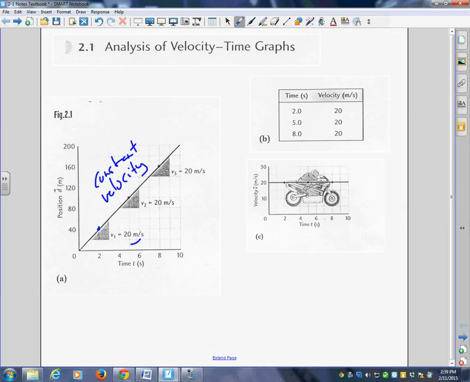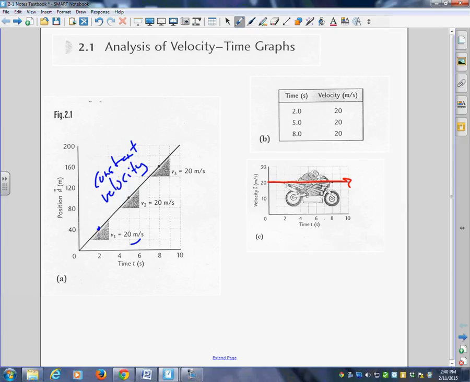They found those three slopes, and they've recorded those in this table over here, right? 20, 20, 20. This is what kind of graph right here? This is a velocity time graph. Why is it flat like that? Constant velocity. Okay.